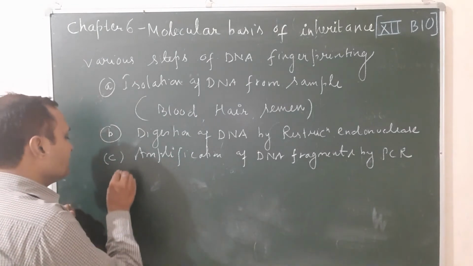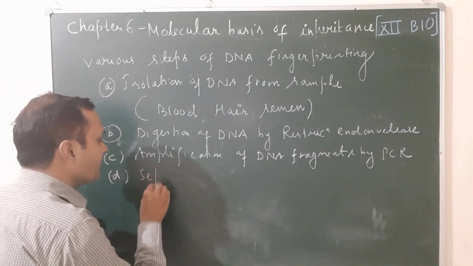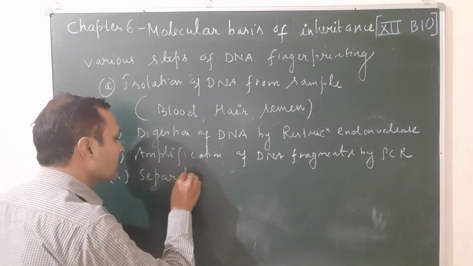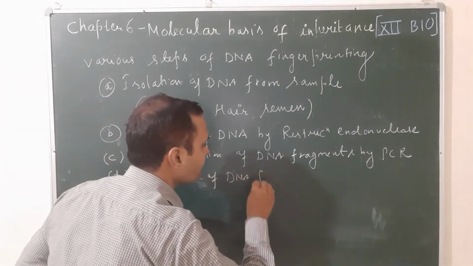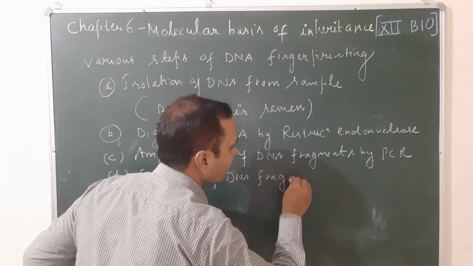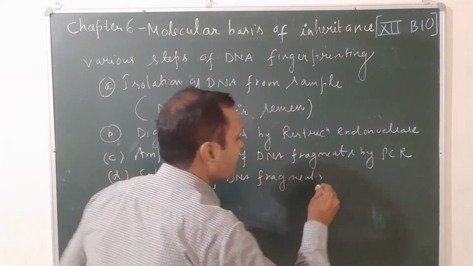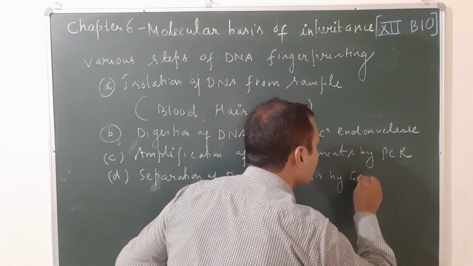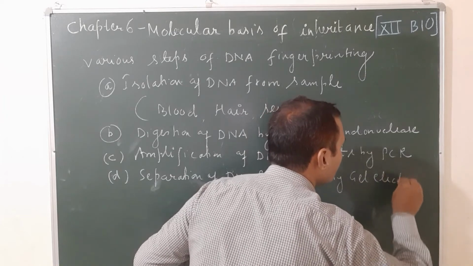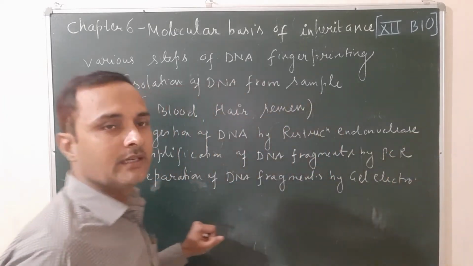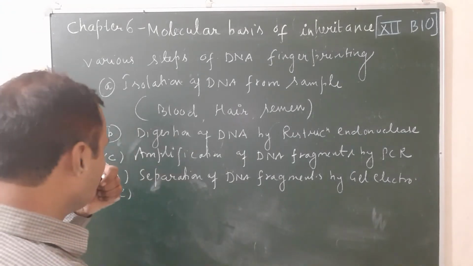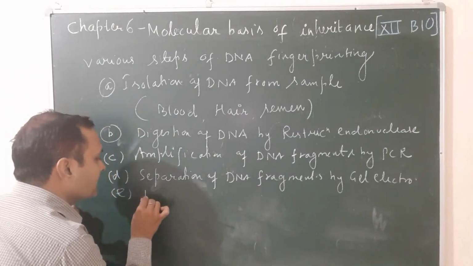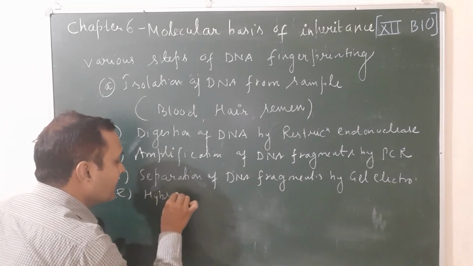The next step is separation of DNA fragments. Separation of DNA fragments by using gel electrophoresis. Gel electrophoresis. The next step, the fifth one, is known as the hybridization with the radioactive probe.